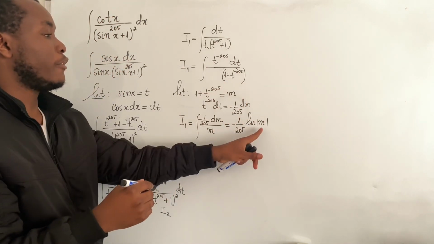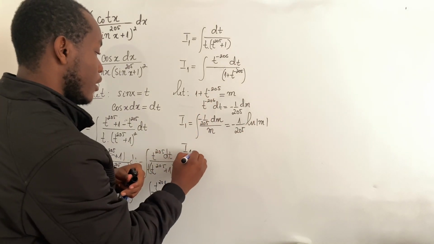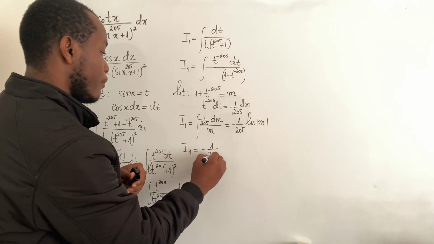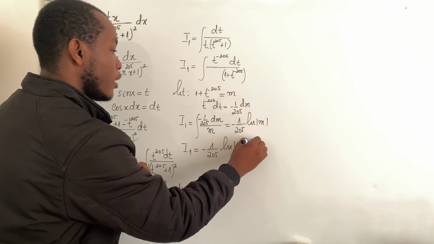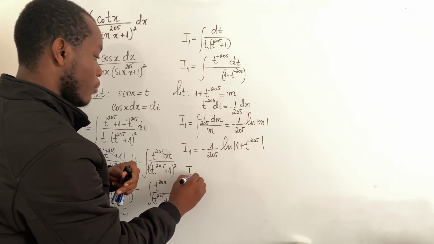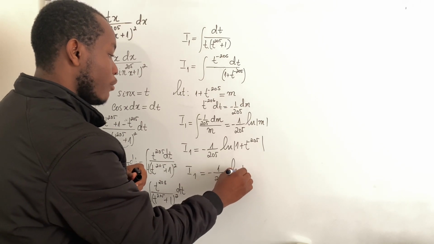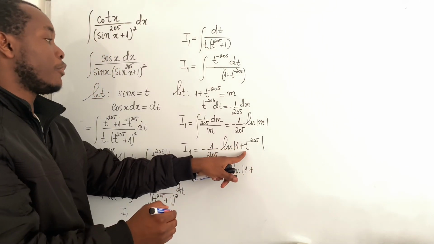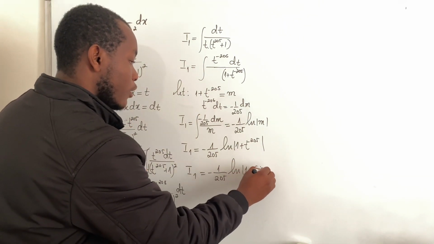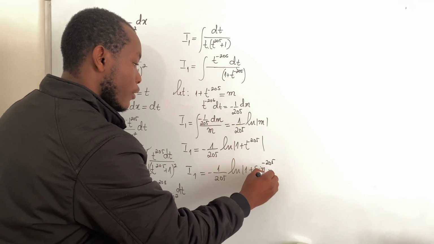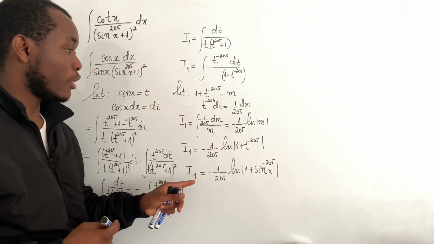Okay, but what's the value of m? It is this expression. So that means integral 1 will be equal to minus 1 over 205 ln of 1 plus t to the power minus 205. What's the value of t? We let it in the beginning to be sine x. So it will be sine to the power minus 205 of x. Okay, so that is the value for integral 1.